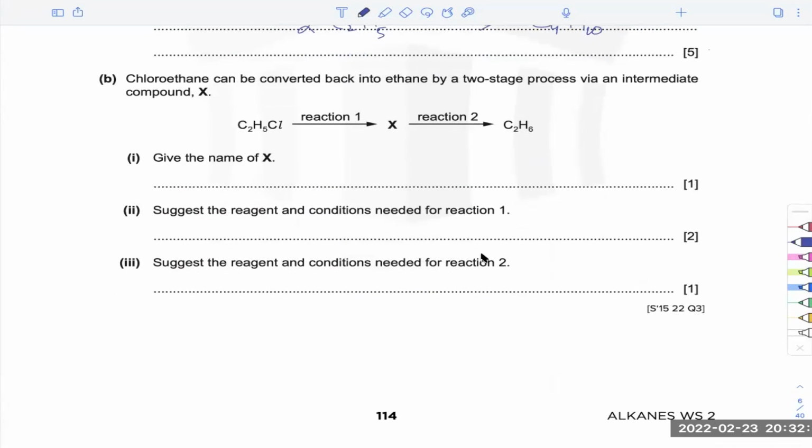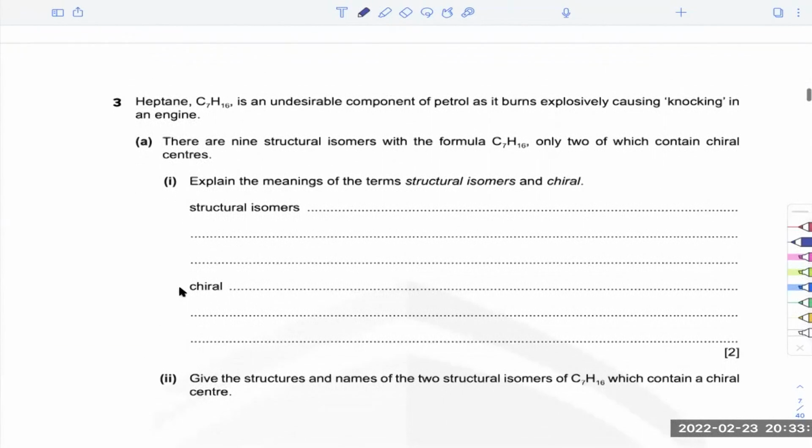Chloroethane can be converted back into ethane by a two-stage process via an intermediate reaction. Nothing we have studied so far. We haven't studied how to take the Cl out. अभी हमने नहीं पढ़ा. But we know it will involve substituting Cl with something that is easier to remove later on. We will study that later on, like halogenoalkanes, when we do that.